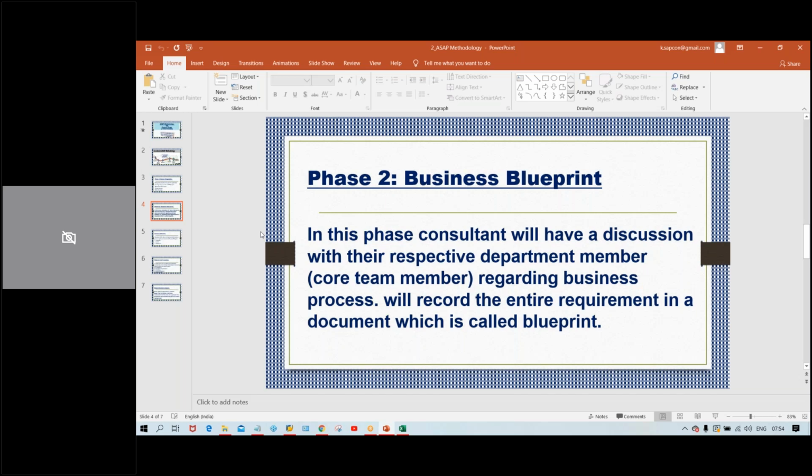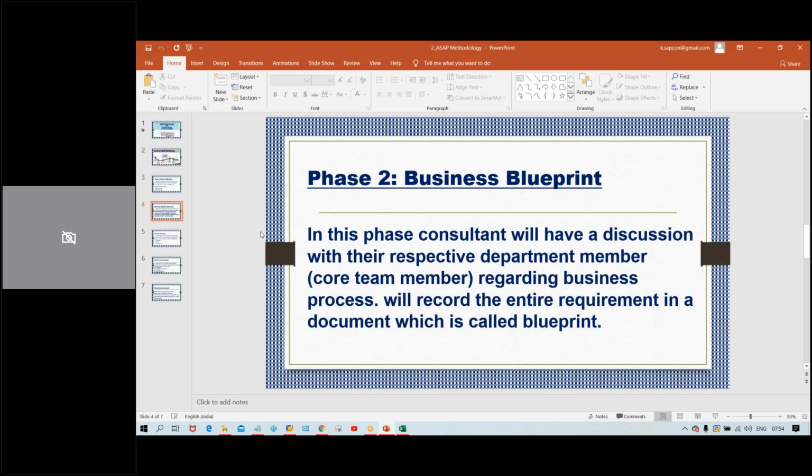Look here, in this phase the consultant will have a discussion with their respective department members, who are called core team members. This is the standard word, guys, the standard name throughout the world. Organization specific, the name could be different. I'll explain what this core team member is. They have a discussion with the respective department member regarding the business process, and we record the entire requirement in a document called the blueprint document.